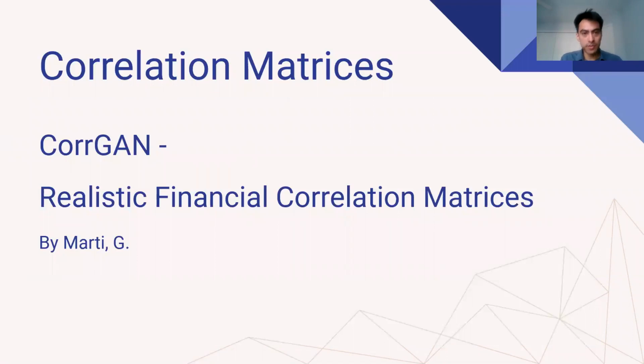The next method to generate correlation matrices is CorrGAN, and it is how to generate realistic financial correlation matrices. I will explain what makes a financial correlation matrix realistic and how it differs a little bit from the other methods that we have seen.